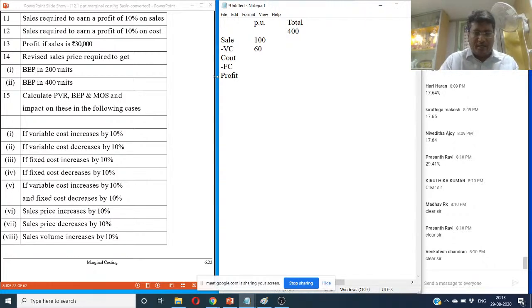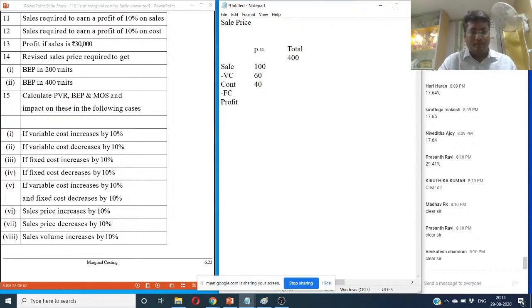So sales price change. This is the current scenario. This is the revised scenario. Current scenario: 100 into 400, 40,000. 60 into 400, 24,000. 40 into 400, 16,000. And fixed cost being 10,000 and profit being 6,000 is the current scenario.